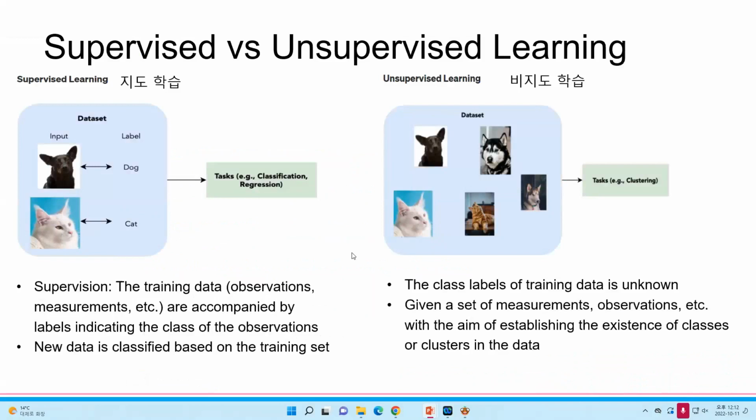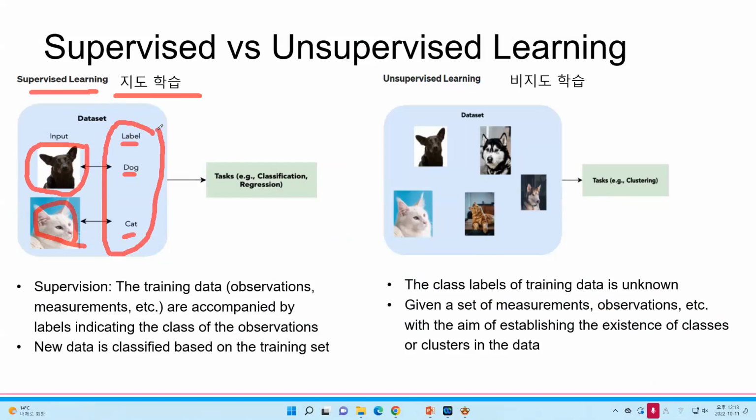So first, we need to learn about the basic concept. Supervised learning and unsupervised learning. I give the definition in Korean. For supervised learning, we call it 지도학습. When we have this figure, when we have this image, we can put a label. We can say that it is a dog. When we have this image, I know that it is a cat. So we put the label, or the name of that image.